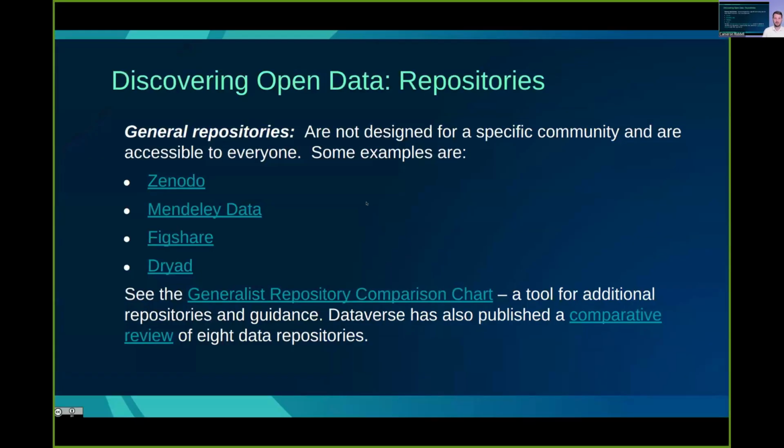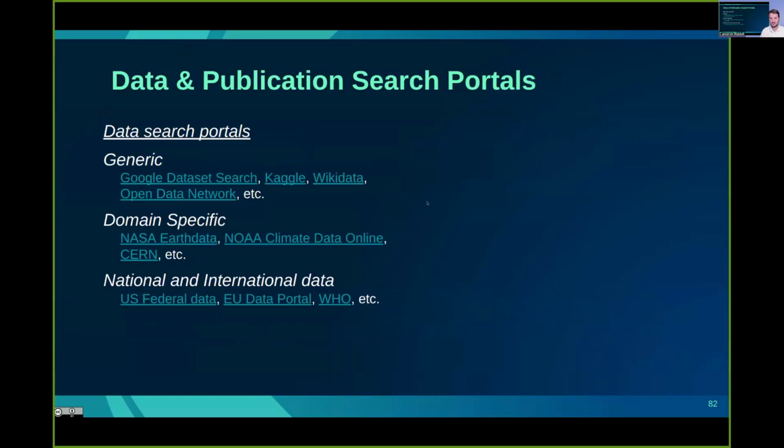So for our generalist repositories for finding data sets, you can search through Zenodo, you can search through Mendeley Data, Figshare, Dryad, so on and so forth. You can also search through Kaggle. I wouldn't really recommend that one though, but you can also use Google's dataset search tool as well. So these are data and publication search portals. If you want to find some data sets, we have those search portals I just listed. Those are the generic ones, meaning you can find data of any type there.